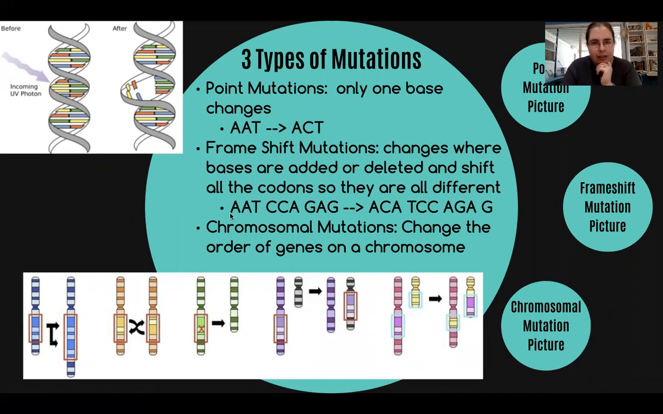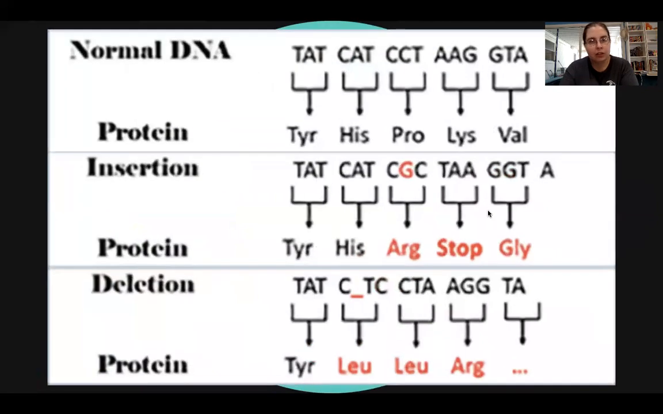Here's an example. So here we give you 3 codons, AAT, CCA, GAG. Now what if in between these first 2 A's, an extra base is added, maybe a cytosine? It gets added there, it pushes all of the other bases down, which is going to affect the order of the codons. So now we have ACA, TCC, AGA, and then this lonely little G out there. So here's some examples. In the normal DNA sequence, here it is, and it goes through transcription for the mRNA and then translation.